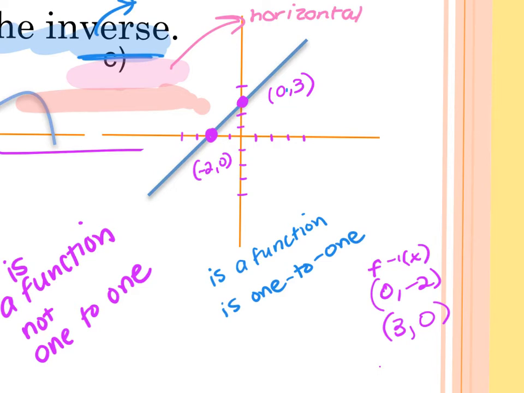So I plotted some points. I switched the x's and the y's. This is a line, so I really only need 2 points. And now I'm going to plot those points: (0, -2) and (3, 0). And then I'm going to draw my line through those points.